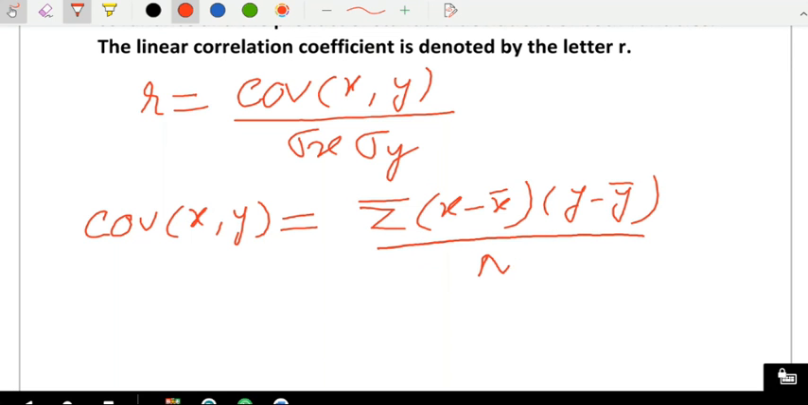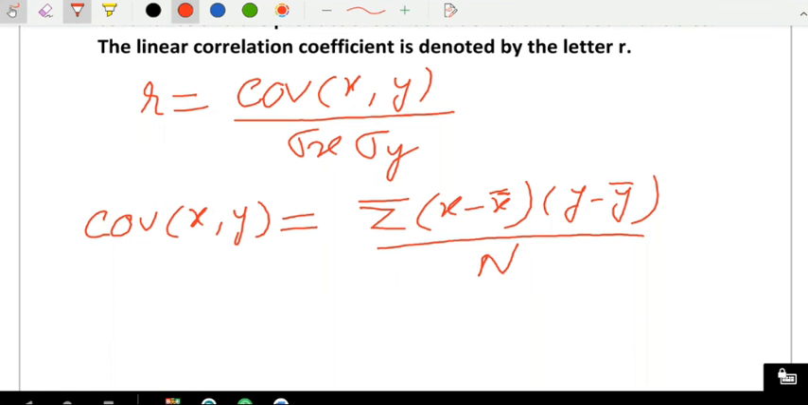Okay, so this is the formula of covariance between x and y. Two variables are here. So sigma, x minus x bar, where x bar is nothing but the mean, and y minus y bar. So how are you going to find it? First you calculate the mean of x and then subtract it from the corresponding value of x.